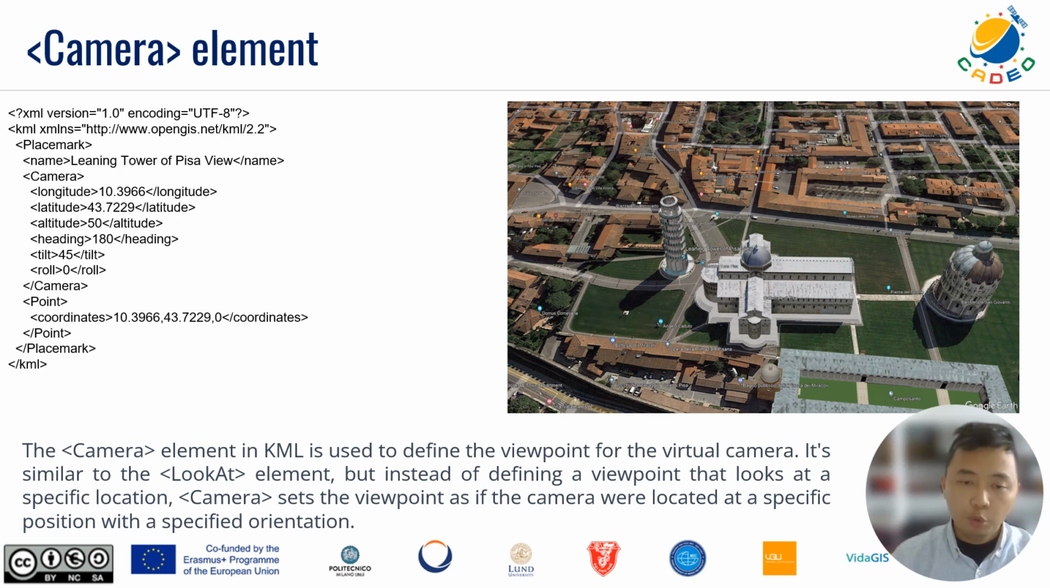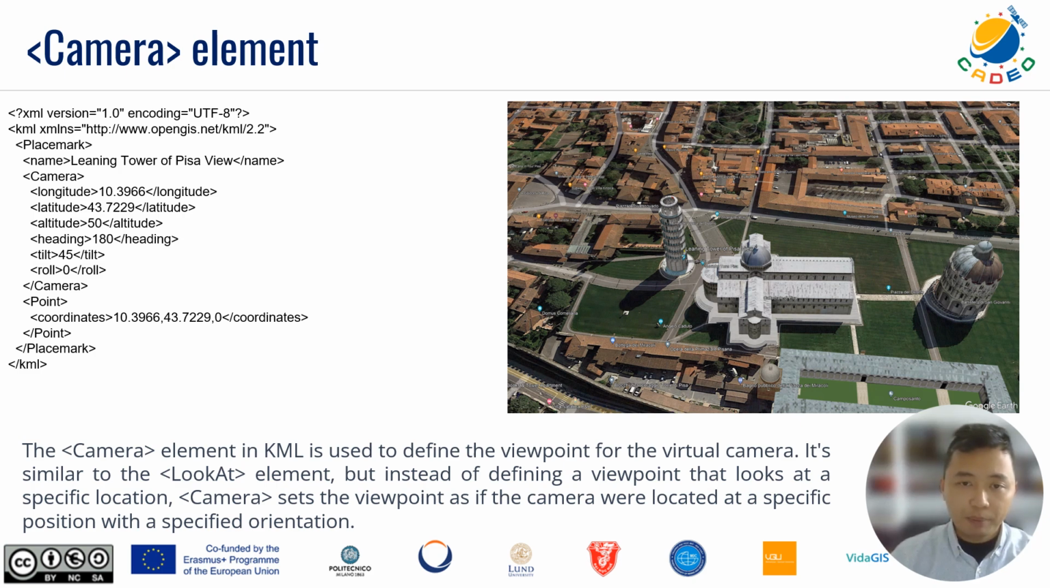In this example, we will take a look at the camera element. The camera element is considered a similar tool to the look at element we just talked about. This camera element in KML is used to define the viewpoint for the virtual camera. Instead of defining a viewpoint that looks at a specific location, the camera sets the viewpoint as if the camera were located at a specific position with a specific orientation.